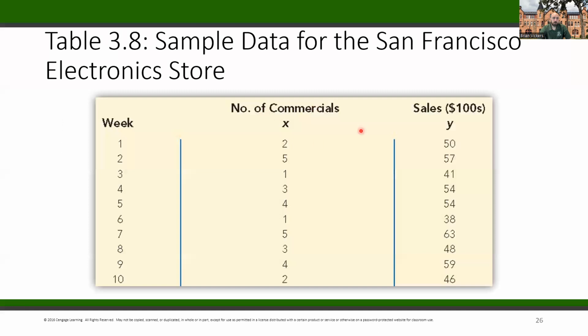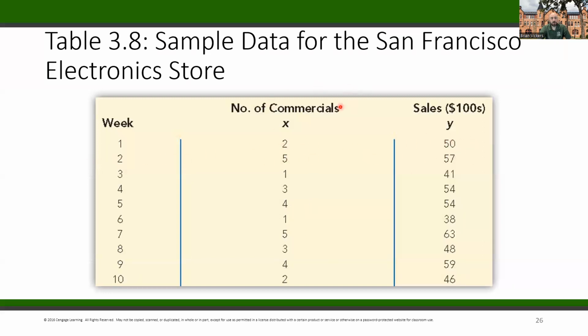So here's a number of commercials that we ran, and then how much were our sales. Okay, so we ran 2 commercials. We had 50, 100,000. So 5 million. It's in hundreds. Oh, 50, 100. Okay. All right. So 5,000. How many sales we had during that week?